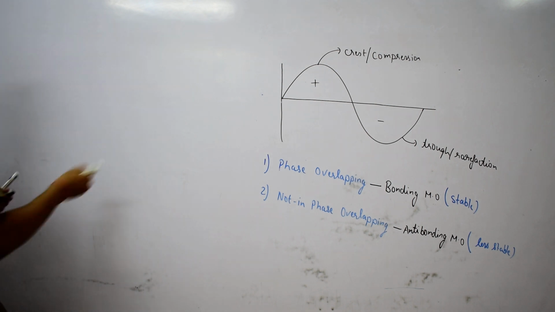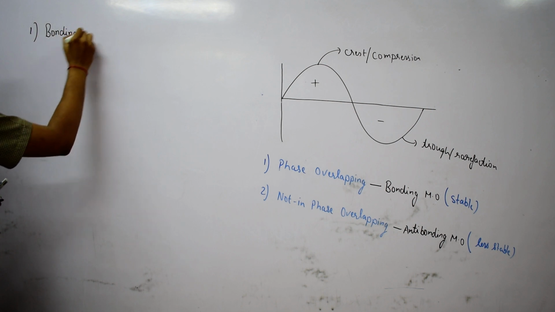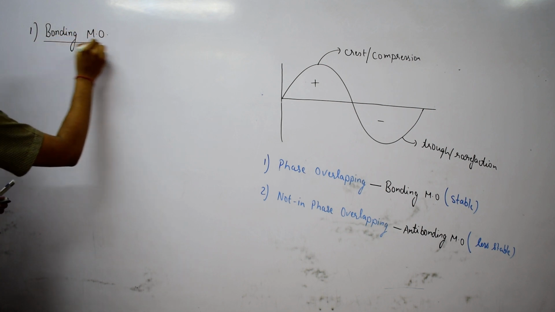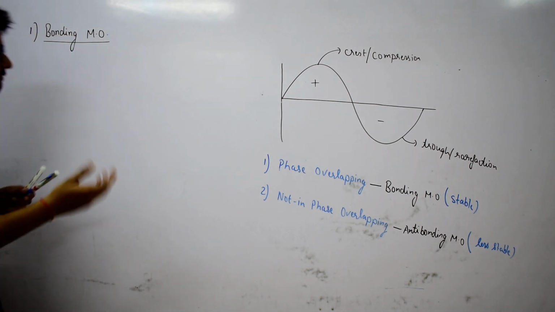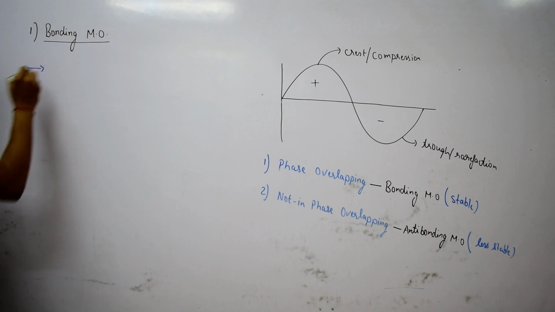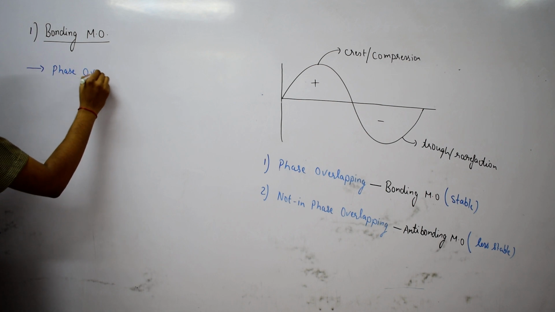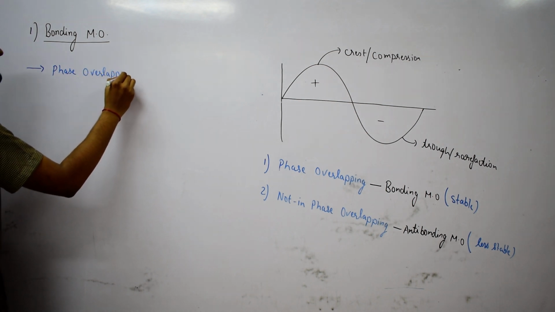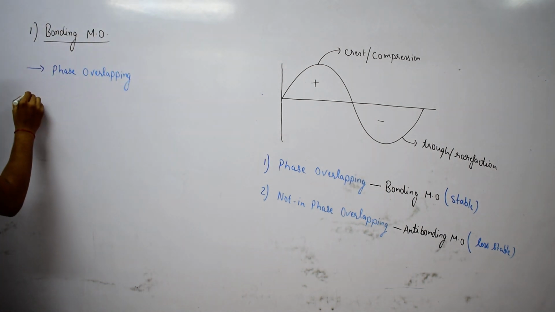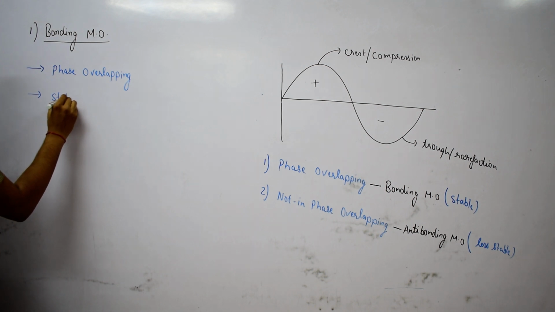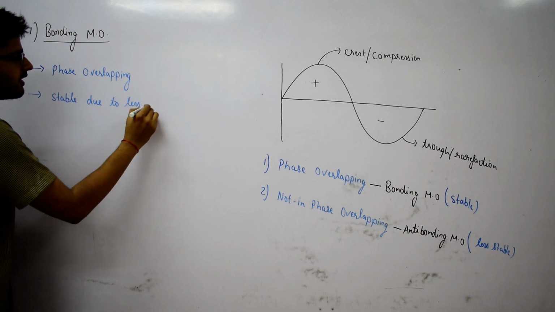So, let us first discuss bonding molecular orbitals. Some of the features we have already seen, some we will discuss. First point: it is formed by phase overlapping. When there is a phase overlapping between two atomic orbitals, it results in the formation of a bonding molecular orbital. Second point: it is stable due to less energy content, or due to less energy it is more stable.